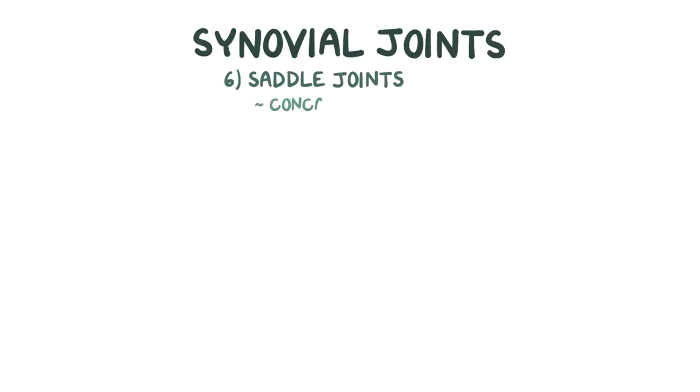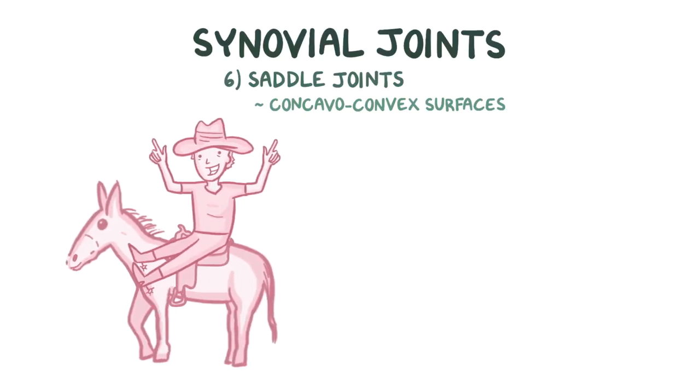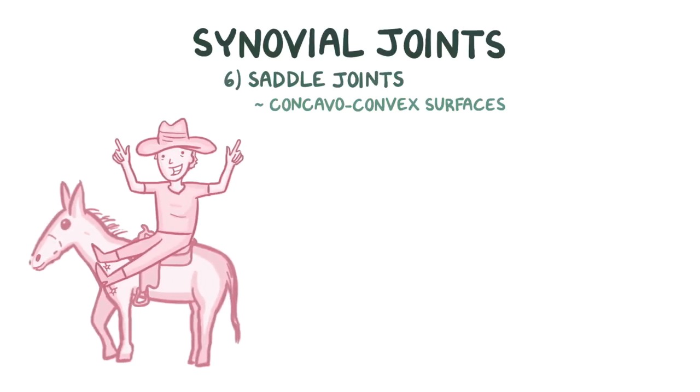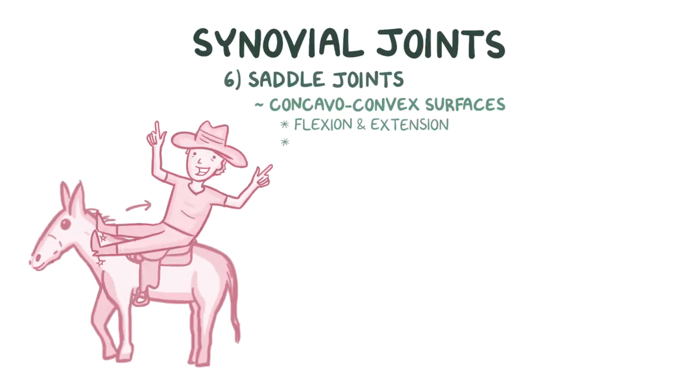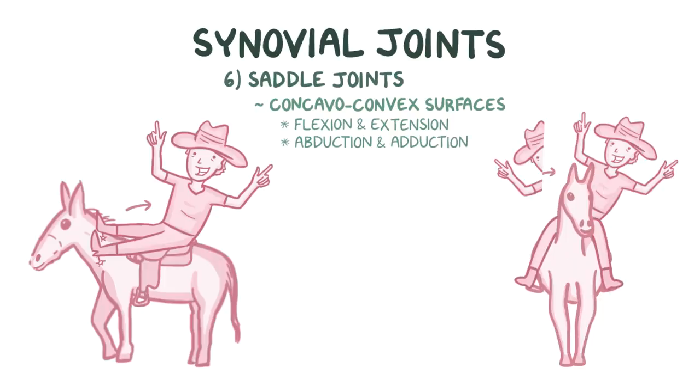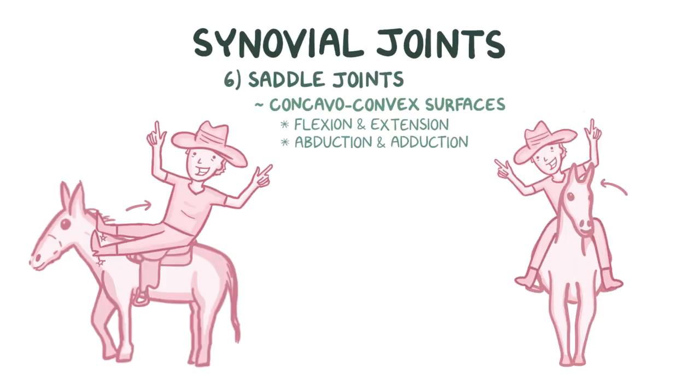Here the bones have concavo-convex surfaces, which look a bit like a cowboy sitting on a horse saddle. Saddle joints allow for flexion extension, which is where the cowboy leans forward or backward, as well as abduction adduction, which is where the cowboy tilts to the right or left of the horse. Unlike the condyloid joint, the saddle joint allows for some rotation, but much less than the ball and socket joint.